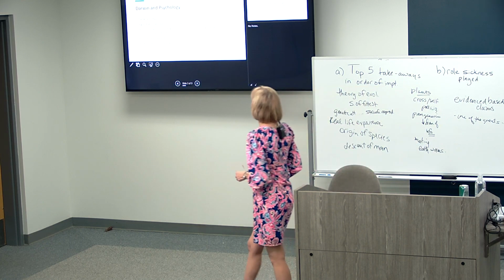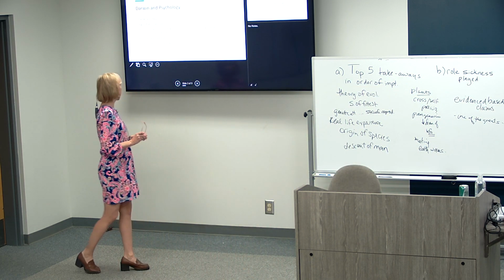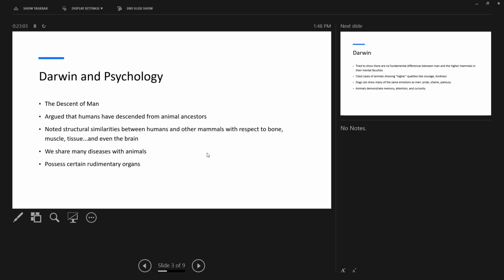The Descent of Man argued that humans descended from animal ancestors. Darwin noted there were a lot of structural similarities between humans and other mammals, and that these similarities had to do with things like the way that bone was constructed, the way that muscle grew, what tissue looked like, even the structure of the brain, right? Now, smaller animals, more primitive animals, generally had smaller brains, but as you went up the proverbial food chain, you would see those brains grow. And he also noted that we share a lot of diseases with animals, which means we must share a lot of the content inside, right?